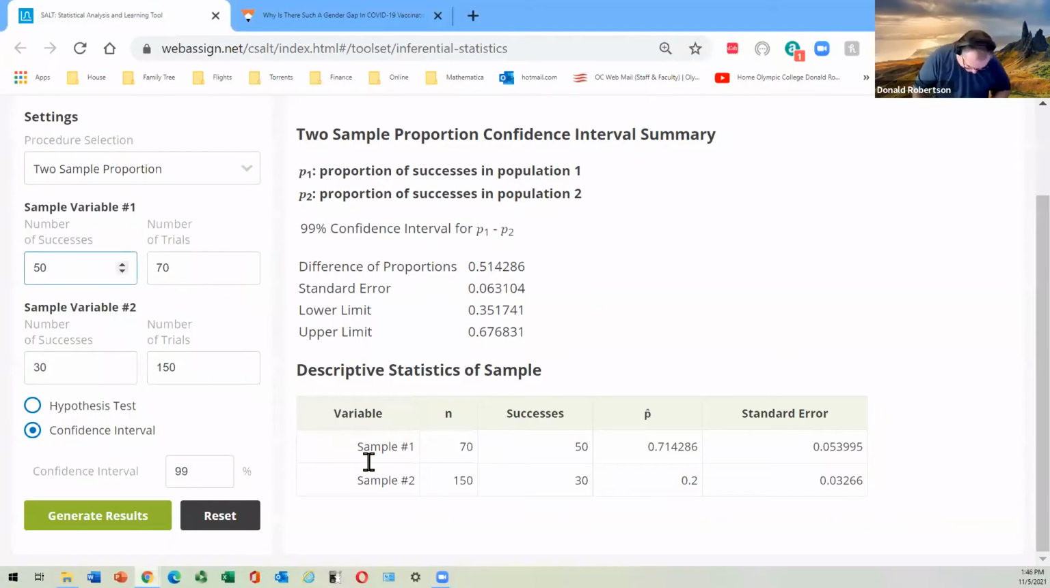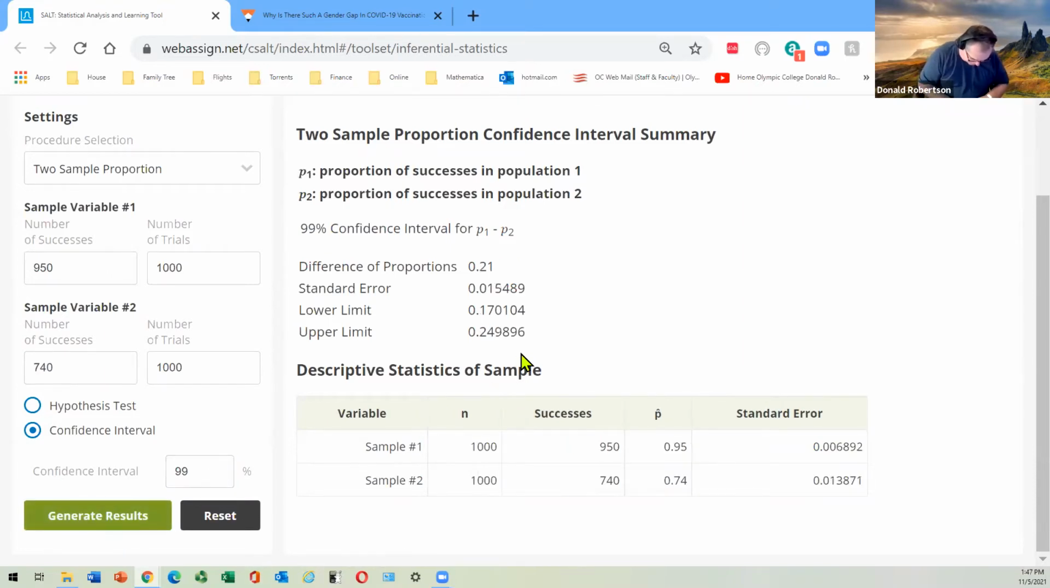So I'm going to nip over to this calculator, and the females were 950 out of 1,000. And for males, it was 740 out of 1,000. And I want a 99% confidence interval because I've decided that's what I want, and we'll generate it. And the answer is 0.17 to 0.25.